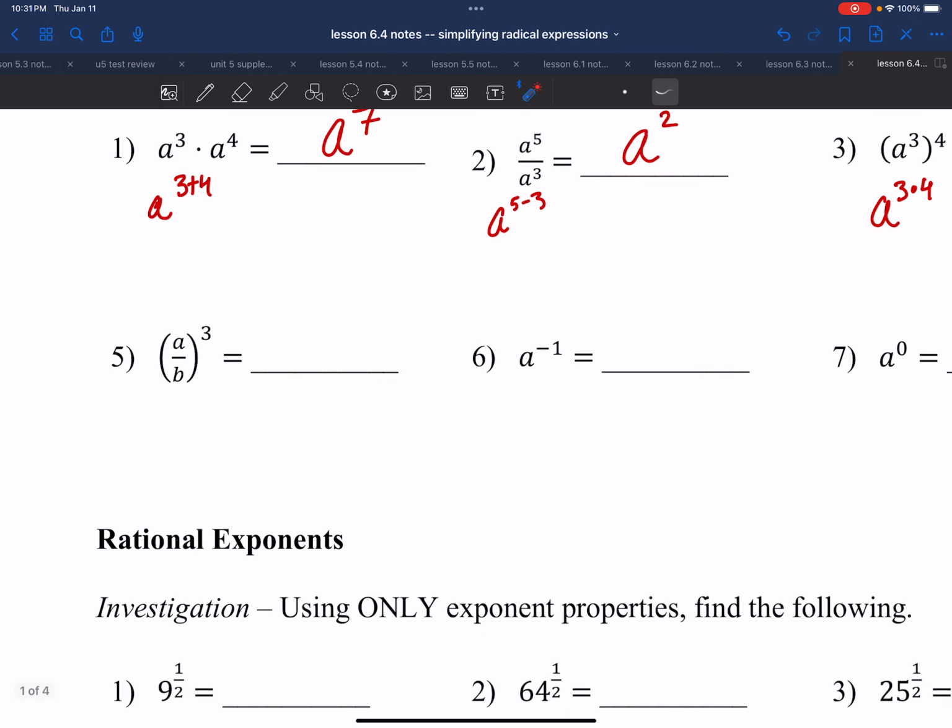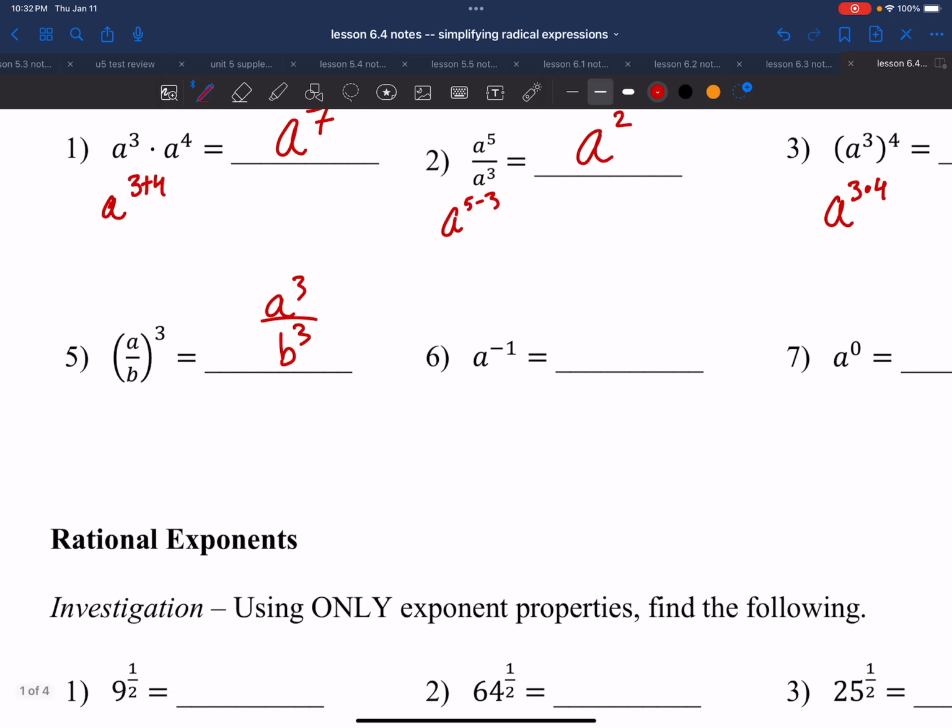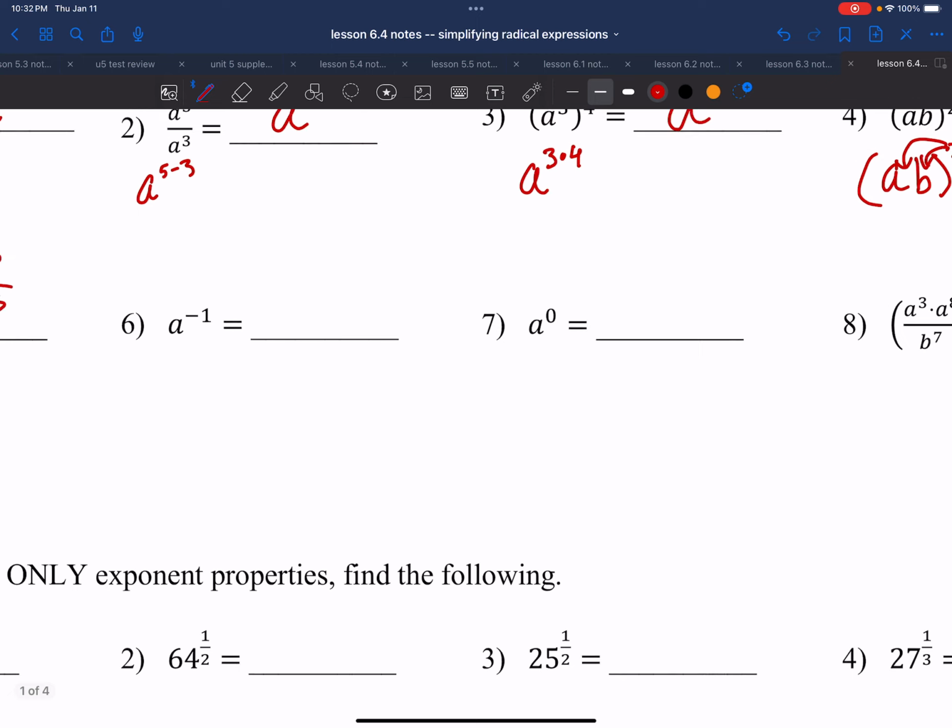Number five, pretty much the same rule that works with division. You can just sort of bring that 3 on down. So you can say this is a cubed over b cubed. It's really the same rule as the previous one on multiplication.